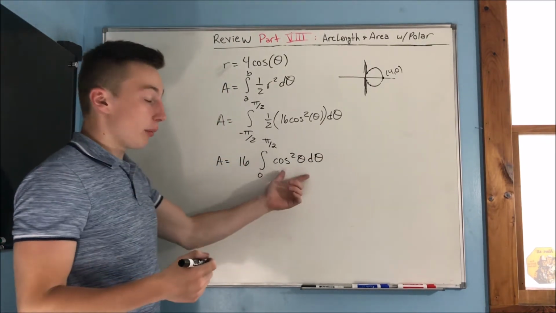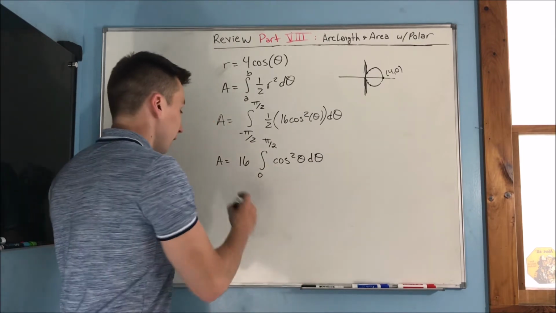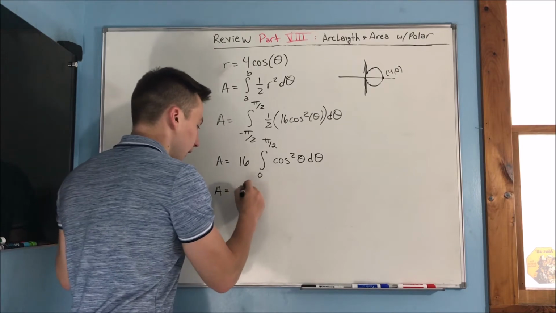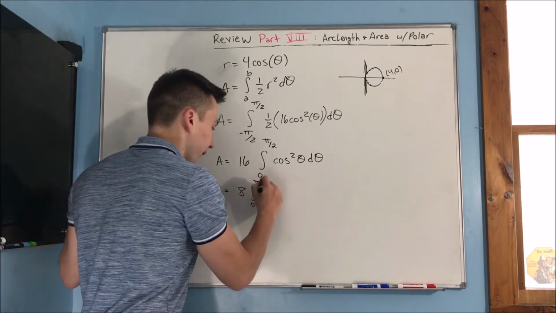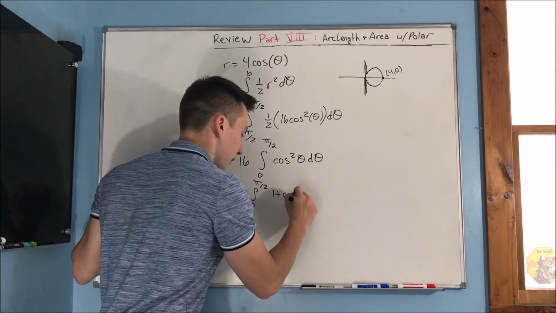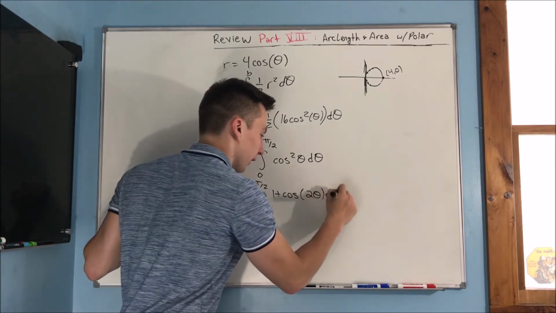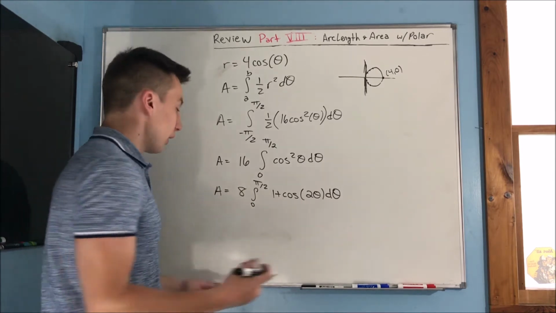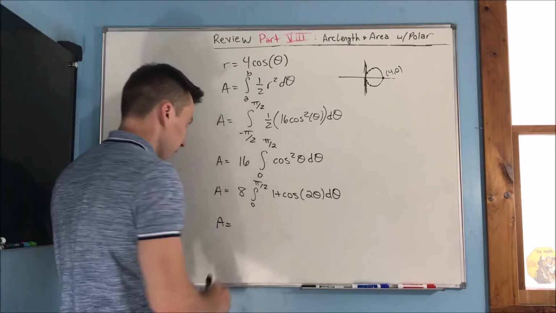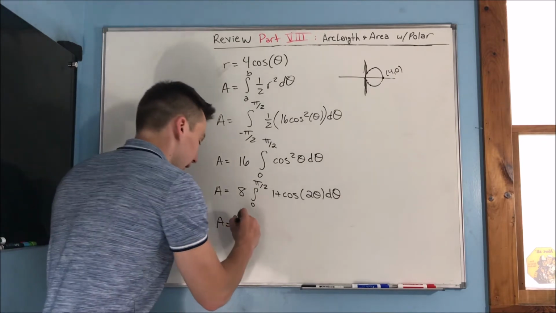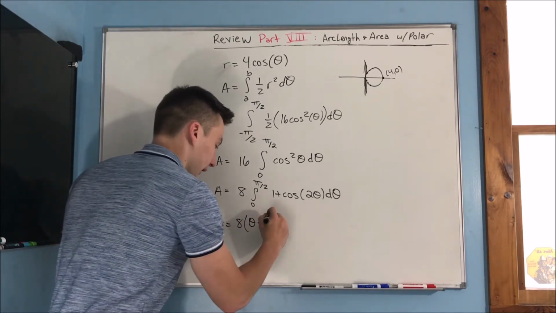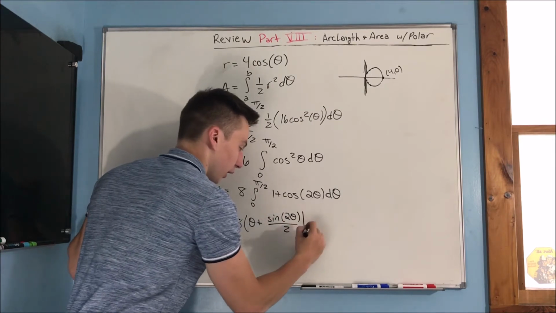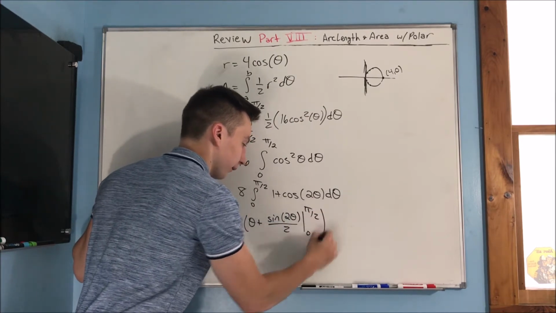Now, to integrate this, remember, we need to use our half angle identity. So area now equals 8, the integral from 0 to pi over 2, of 1 plus cosine of 2 theta, d theta. That's just our half angle identity. This would be over 2, but I already took it out. Our area is now going to be equal to 8 times theta plus sine of 2 theta over 2, evaluated from 0 to pi over 2.